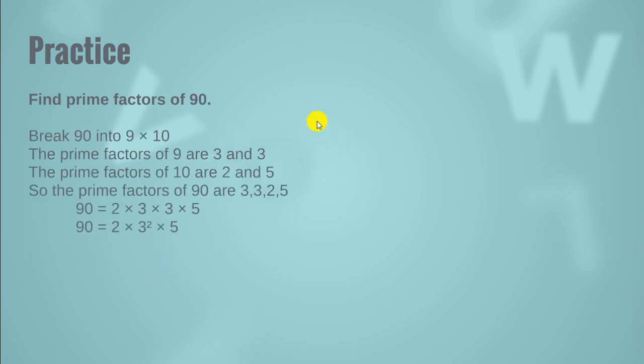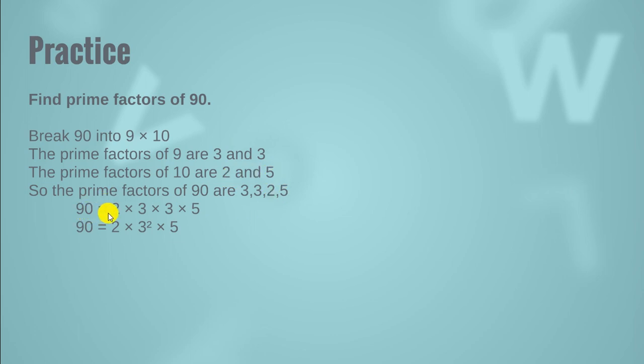Now here is another question: find the prime factors of 90. As 90 is an even number and is also a multiple of 10, that is easy for you. You can break 90 into 9 multiplied by 10, and find the prime factors of 9 and 10 separately. The prime factors of 9 are 3 and 3, and the prime factors of 10 are 2 and 5. So the prime factors of 90 are 3, 3, 2 and 5.